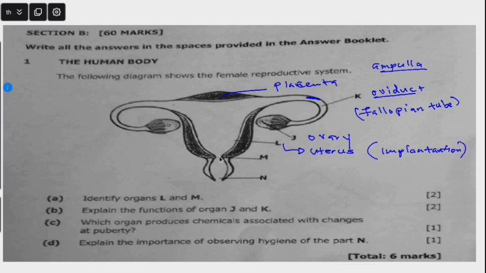Then what part is this one here? Part labeled M is called the cervix. This cervix is very, very important during childbirth. It contracts and relaxes during childbirth. Then part labeled N is called the vagina, or the vaginal opening. When you talk of the vagina, it's just a passage where the sperm passes. Now let's try to answer the questions.